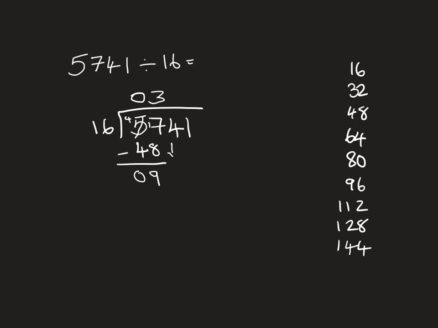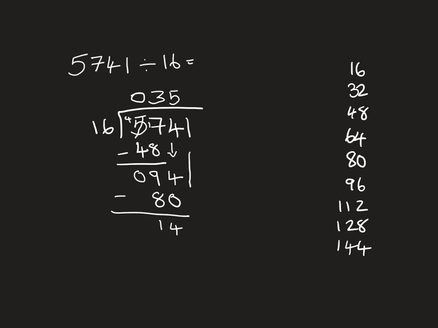Then I drop down the 4. So now I have 94. So again, I look at my 16 times table. Which one is closest? So 16, 32, 48, 64, 80, 96. 96 is too much. So 80 is the closest without going over. How many times is that? 1, 2, 3, 4, 5. So again, I write 5 over the 4. And then I take away. So 94 take away 80 is 14.